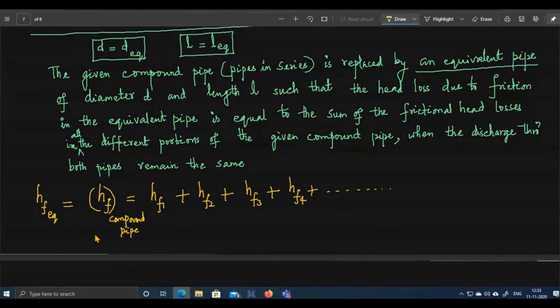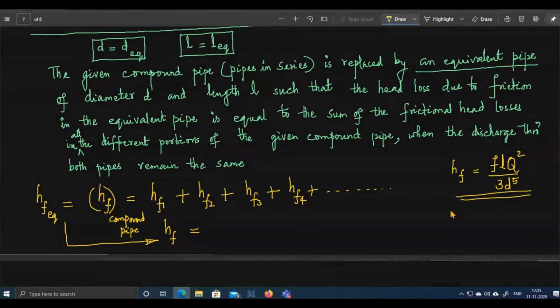So like this. Now, let me write HF itself, that is HF equivalent, as HF, and that is equal to what is HF1? That's why we try to obtain an expression in terms of discharge. So we will use that expression in terms of discharge. So HF you can write as fLQ square divided by 3 times diameter raised to 5. See, this is the equation we obtained previously for HF in terms of discharge, diameter and length.